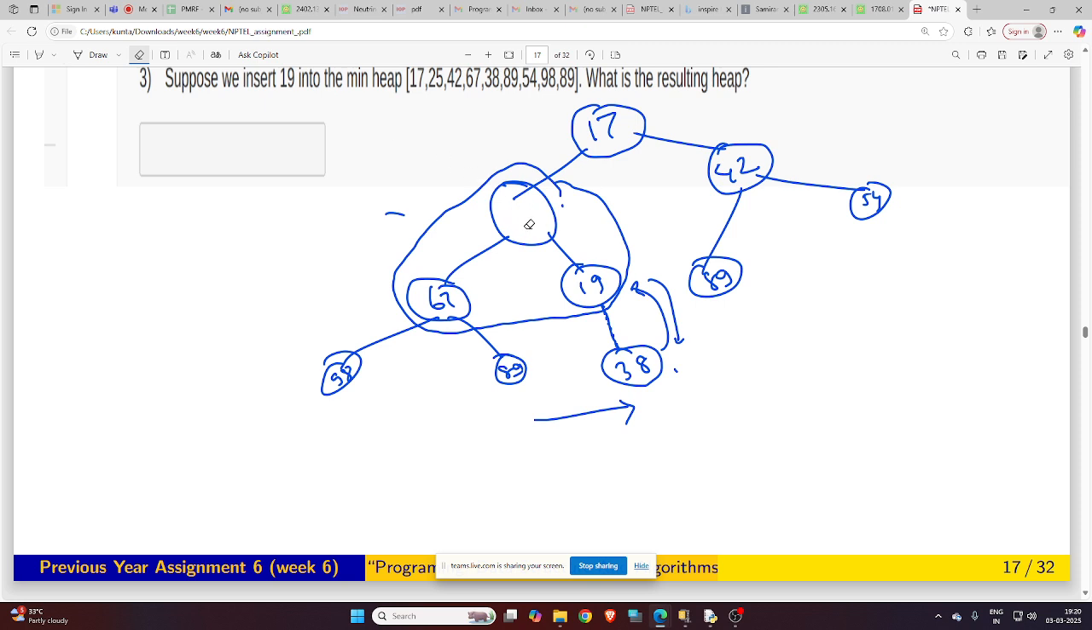So now I'm writing here 19 and here 25. Now you can see 19 is less than 25, and 19 is also less than 67. Here also you can see 17 should be less than 19, and 17 should be less than 42. Now it is fine. So the final structure will be 17, 19, 42, 67, 25, 89, 54, 98, 89, 38. That type of structure will be there.